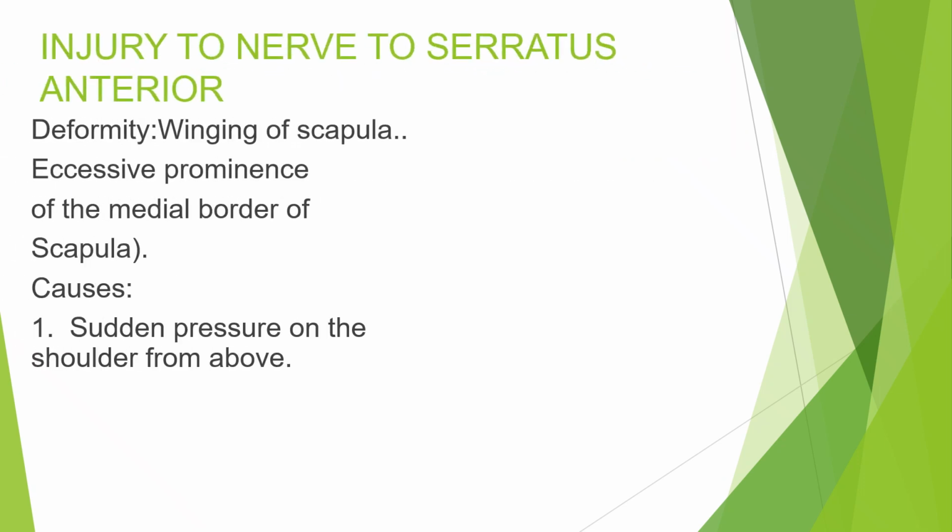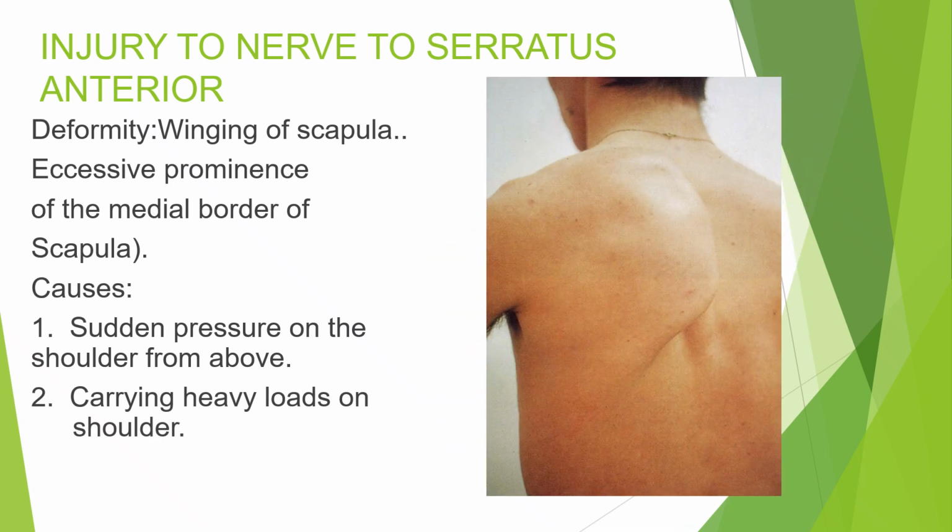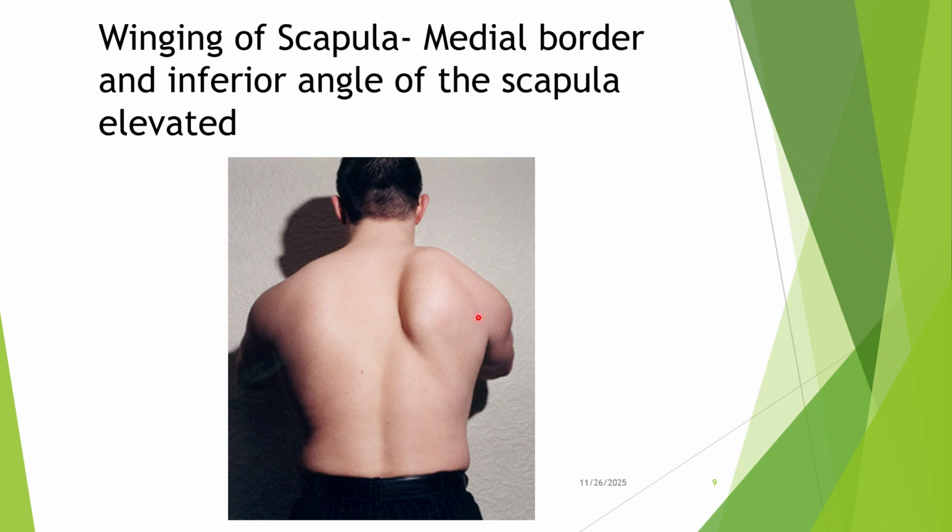The nerve to serratus anterior is the long thoracic nerve, and injury to this nerve will cause excessive prominence of the medial border of the scapula. You can see in this picture the medial border and the inferior angle of the scapula is elevated and more pronounced.